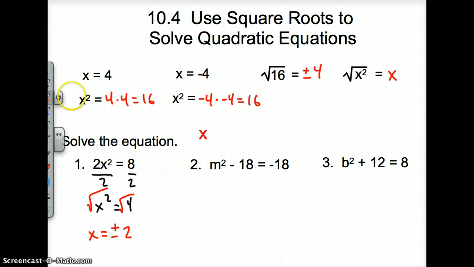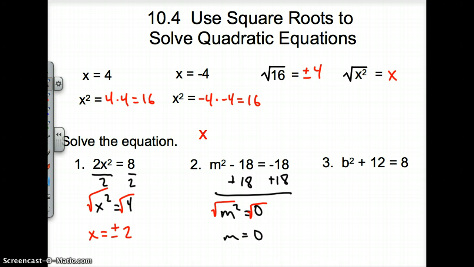Jumping to number 2, again we have to solve for m squared. We are going to get m squared by itself on one side of the equal sign, so we have to add 18 to both sides. We bring down the m squared and set it equal to 0. How do we undo a square? We have to square root both sides. So here we come up with m equals 0. The square root of 0 is still 0.